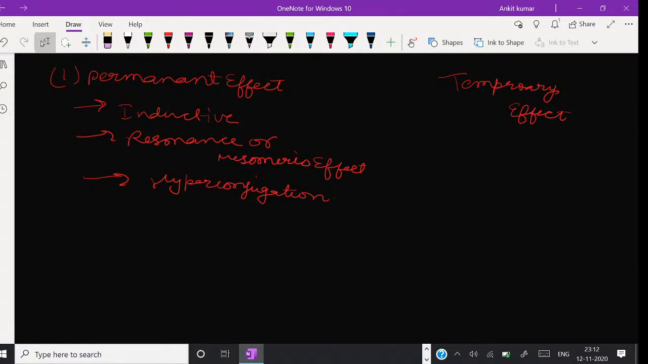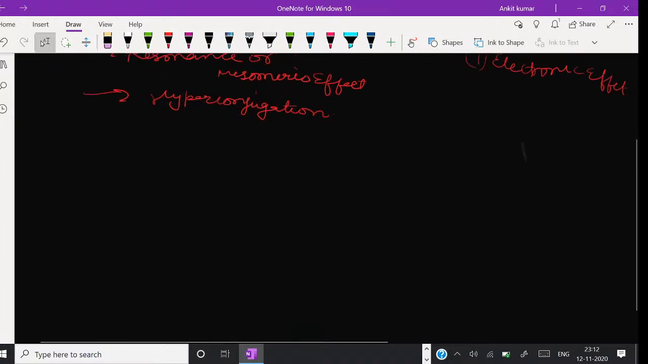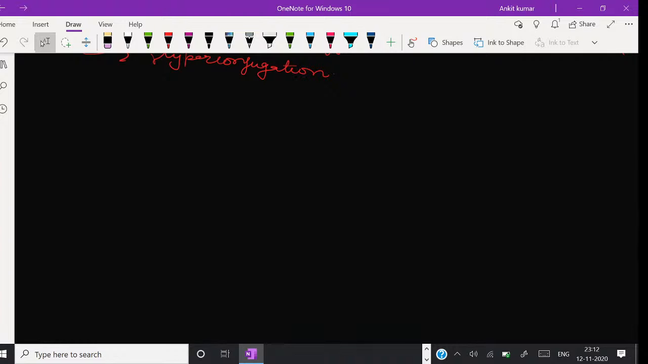Temporary effect is basically electronic effect. So we start off with some basics. Permanent effect will affect the chemical as well as physical properties of a molecule, but temporary effect only will affect the chemical properties of the molecule. Inductive effect.